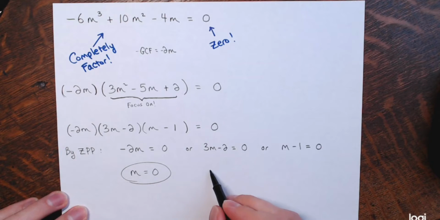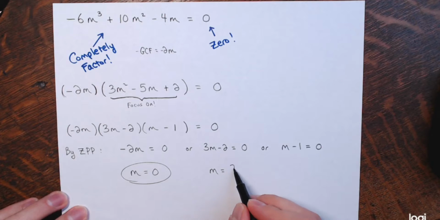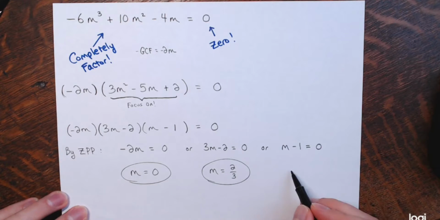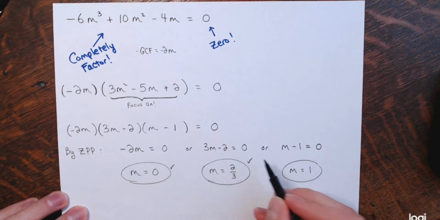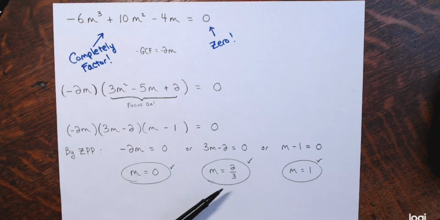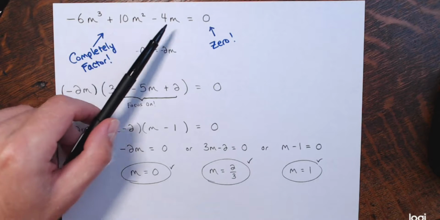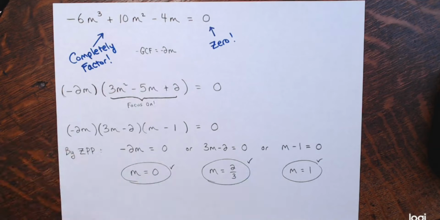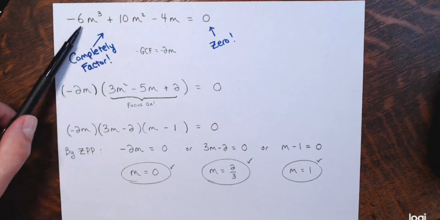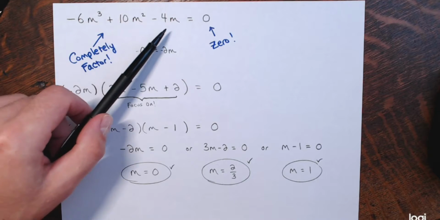Second one, m equals 2/3, adding 2, dividing by 3. Third one, m equals 1. And don't forget to check. I'll leave the fraction for you. Obviously 0 works. You'd have 0 plus 0 plus 0 equals 0. 1 works. You'd have negative 6 plus 10 is 4, minus 4 is 0, that's true.